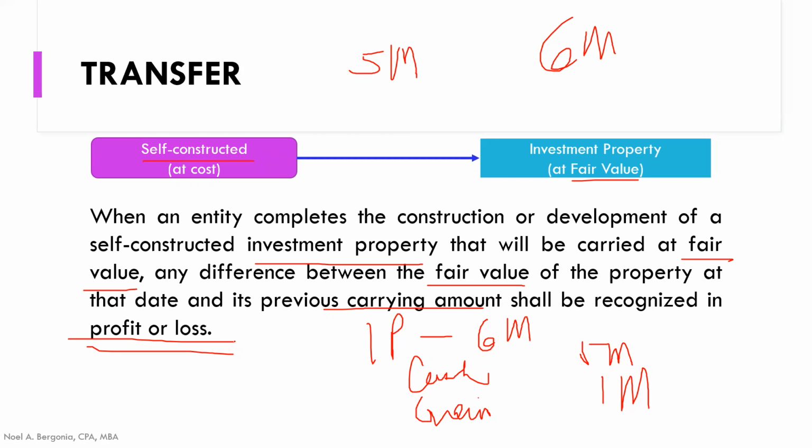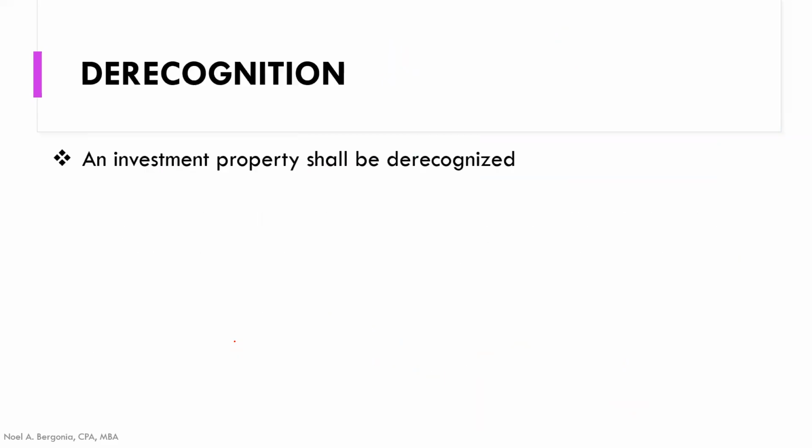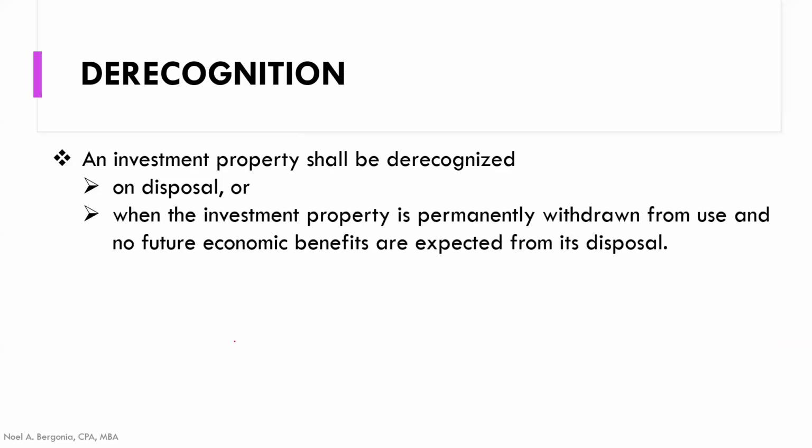So we are down to our last topic for this discussion, bago tayo mag-proceed sa natitirang mga examples. Okay, so let's talk about the derecognition. So paano naman po dinide-recognize or eliminate yung investment property in our statement of financial position? So in accordance with IAS 40, an investment property shall be derecognized una if it was being disposed. Okay, so binenta. Or the investment property is permanently withdrawn from use.